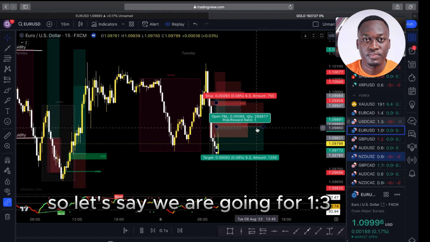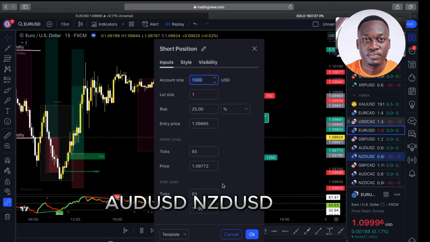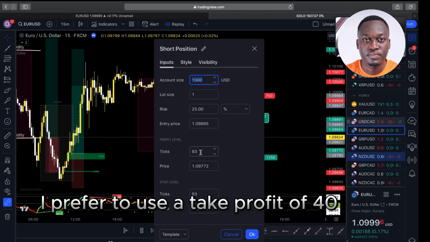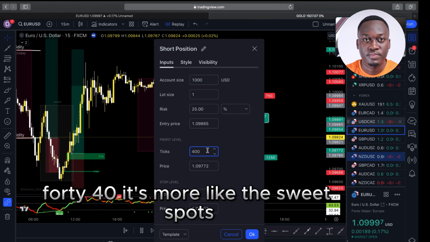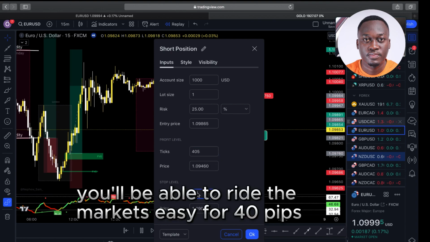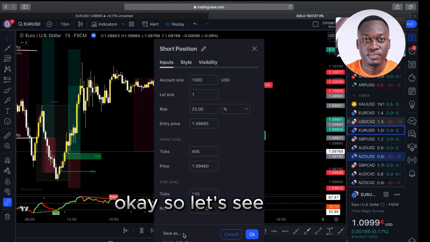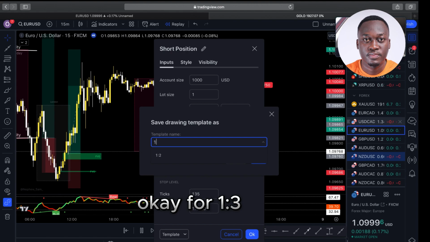So let's say we are going for a 1:3. And mostly when I'm trading pound USD, euro USD, Australian USD and New Zealand, I prefer to use a take profit of 40, because I realize 40 is more like the sweet spot. When you get your entry right, you'll be able to ride the market easily for 40 pips. So let's say that will be our standard take profit for our 1:3.